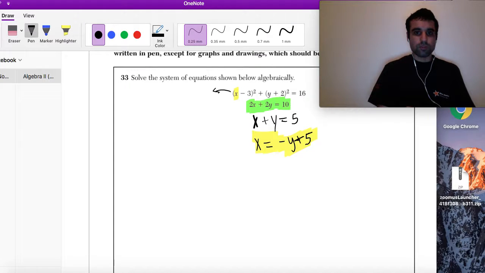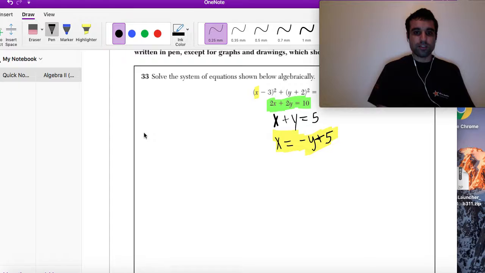Negative y plus 5, that's what I replaced for x, right? Remember, x is equal to negative y plus 5. That's why I highlighted in yellow. I just bring down the minus 3 squared plus y plus 2 squared. I'm running out of space, so I'm going to write that again, and then I'll save the highlighting for last.